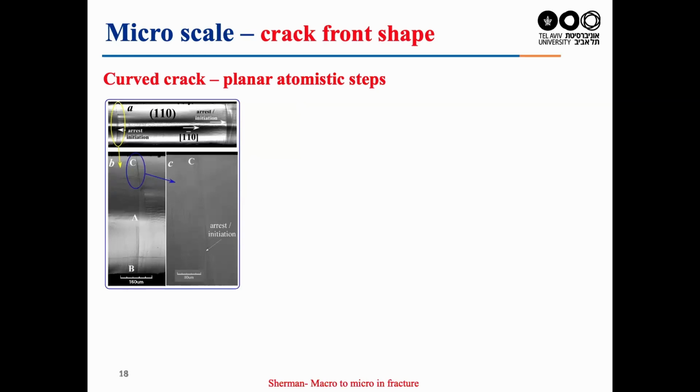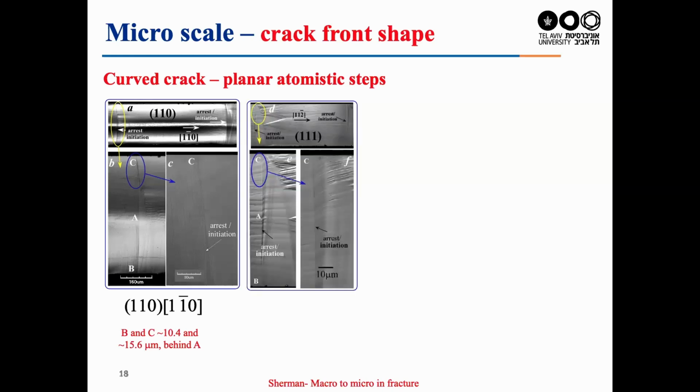If the crack front is never straight, we can make some assumptions. B and C here, this is 110. B and C is about 15 microns behind A. 15 microns, that's it. By the way, the crack front will be straight only when the Poisson ratio in that direction is 0, but I don't know many materials with 0 Poisson ratio. This is 111, and this is 112.